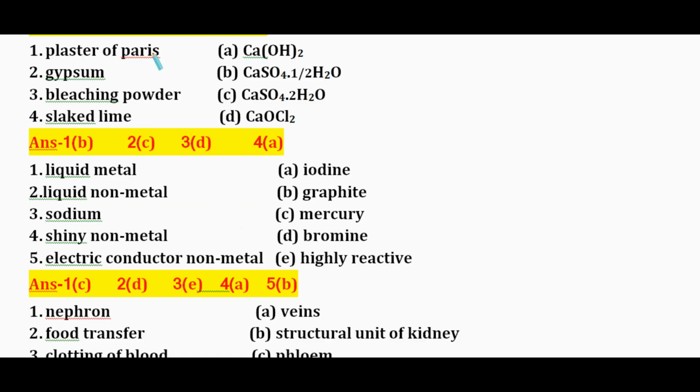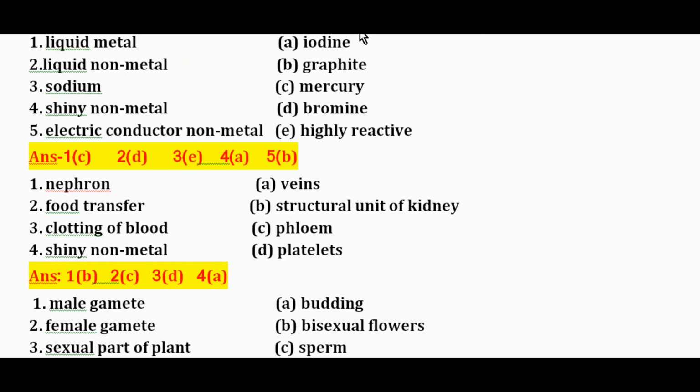Next match of the column is plaster of Paris. It is CaSO4 half H2O. Next, gypsum. Its formula is CaSO4 twice H2O. Next, bleaching powder. Its formula is CaOCl2. Slaked lime. It is Ca(OH)2.